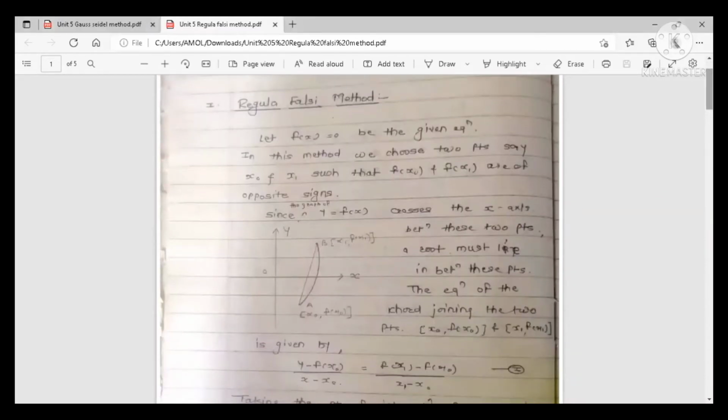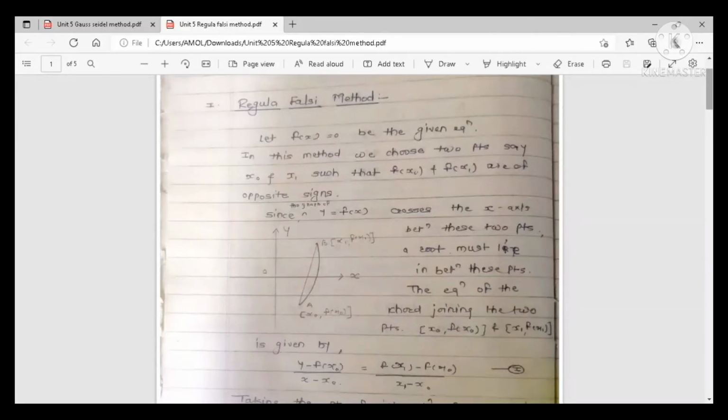Hello dear students, this is your Engineering Mathematics 3 lecture. Today's topic is solution of system of non-linear equations, or the solution of algebraic and transcendental equations using numerical methods. The first numerical method is the Regula Falsi method.